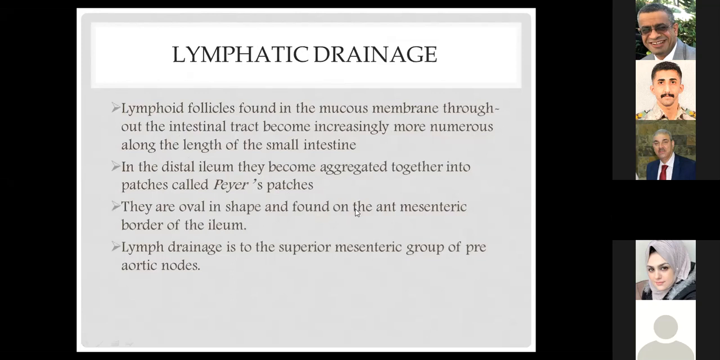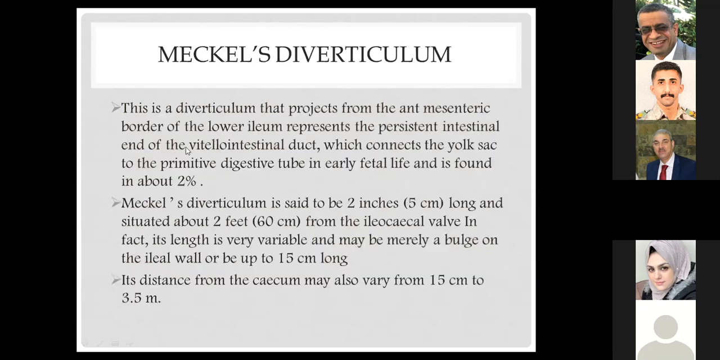They are oval in shape, found on the superior mesenteric group of the pre-aortic lymph nodes. Structures that project from the anterior mesenteric border of the lower ileum represent the persistent intestinal end of the vitello-intestinal duct, which connects the yolk sac to the primitive digestive tube in early fetal life. It is found in about 2%.